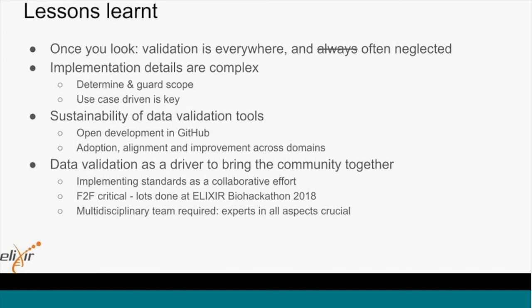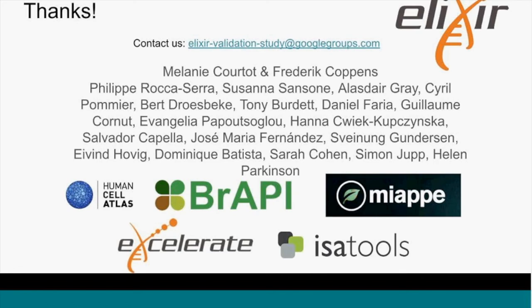And this multidisciplinary team that we have is really key to the success of this data validation implementation study. We need experts in all aspects, from how you represent things in ISA, on ontologies, plant phenotyping data, the genomic tracks, the Human Cell Atlas. In all these things, you need experts that are in the field, that know all the details, to really make this work out and then be a success.